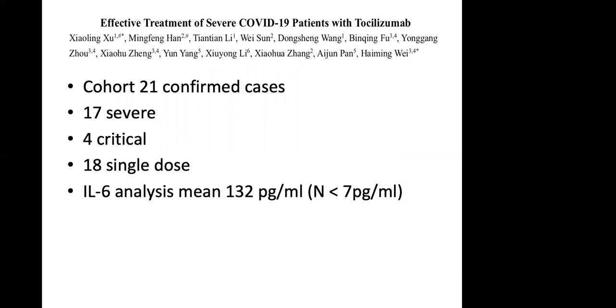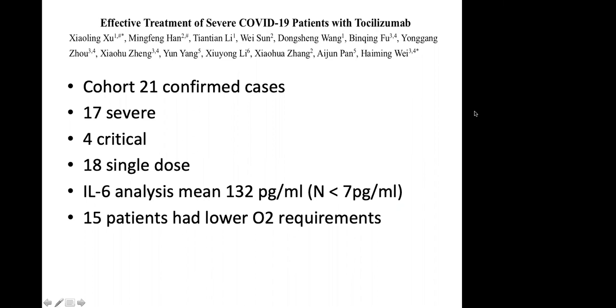This is a cohort that was published from China on 21 confirmed cases. 17 of them were considered to have a severe pneumonia and 4 were critical. 18 of them received a single dose. The rest received 2 doses. Interleukin-6 analysis was done on all of these patients and was actually quite high compared to your normal value of less than 7. 15 patients ended up having lower oxygen requirement within the first week post-therapy compared to nobody. So there's no control arm.